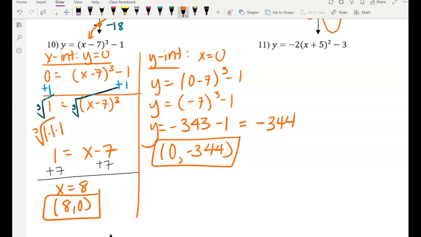Let me just leave that up. If you are ahead, you can get started on 11. Try whichever one's easier. If x-intercept is easier for you, then do the x-intercept. If y-intercept is easier for you on 11, then do the y-intercept.